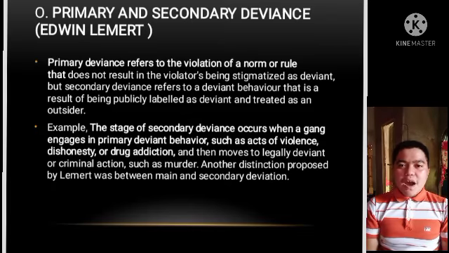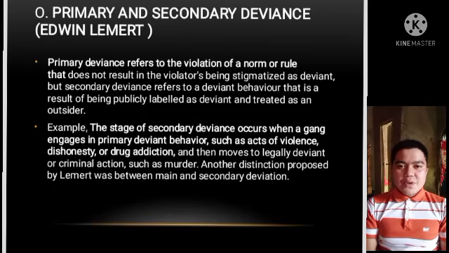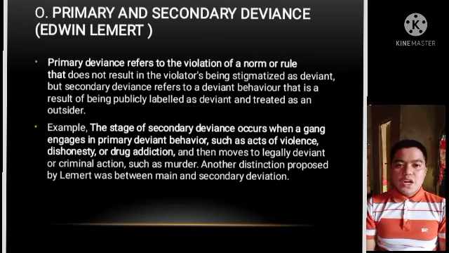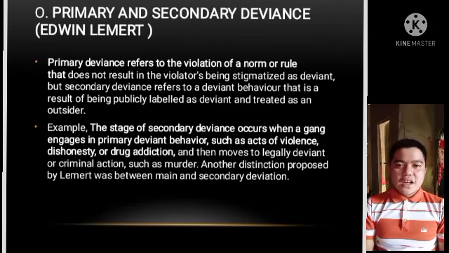Primary and secondary deviance, Edwin Lemert. Primary deviance refers to a violation of norms or rules that does not result in the violator being stigmatized as deviant, but secondary deviance refers to deviant behavior that is a result of being publicly labeled as deviant and treated as an outsider. For example, the stage of secondary deviance occurs when a gang engages in primary deviant behavior, such as acts of violence, dishonesty, or drug addiction, and then moves to legally deviant or criminal action, such as murder. The distinction proposed by Lemert was between primary and secondary deviation.